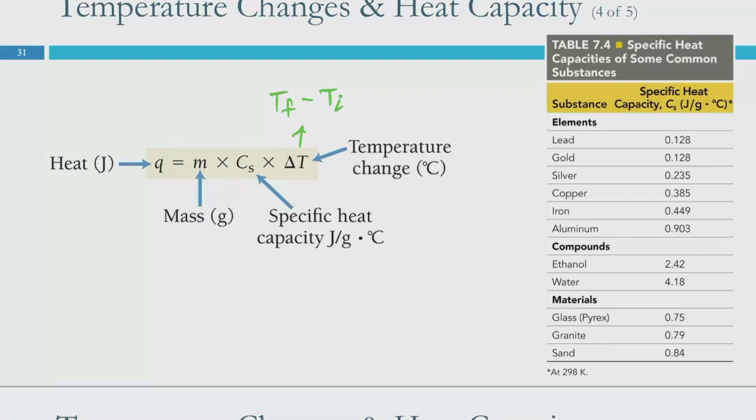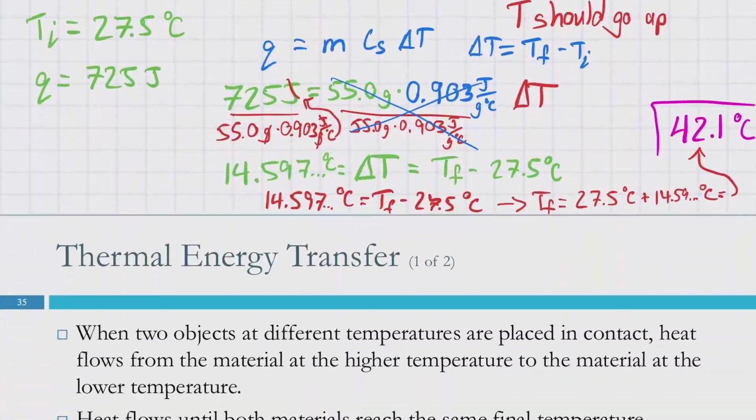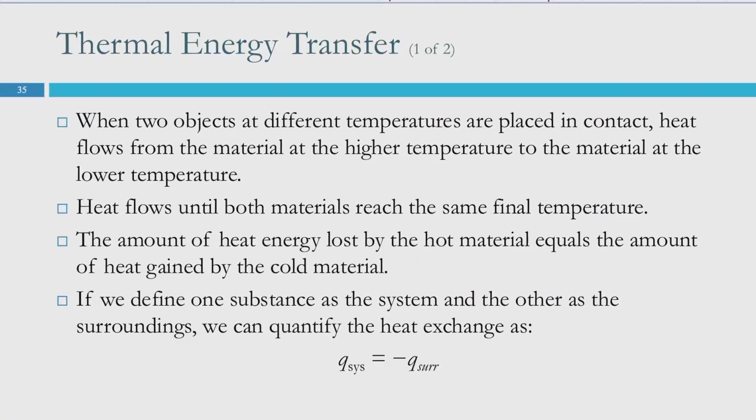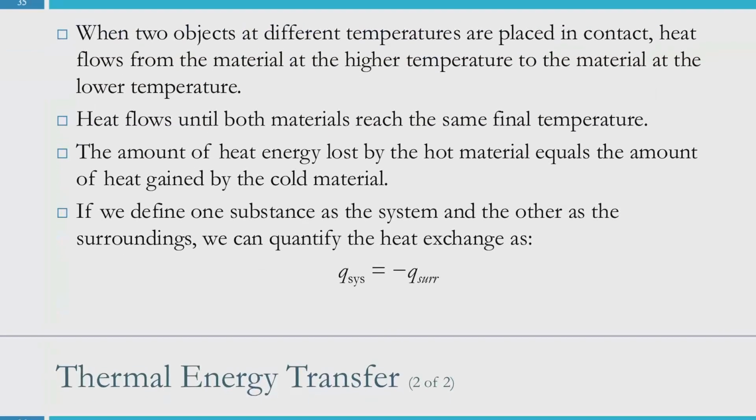And so we're going to be going into more details about Q equals mc delta T and other ways that we can transfer energy. So if we've got two objects at different temperatures, like a hot object and a cold object, and we put them together, the heat, the thermal energy, is going to flow from the material at the higher temperature to the material at the lower temperature. Hot objects transfer heat to cold objects. Heat is going to flow until both materials reach the same final temperature.